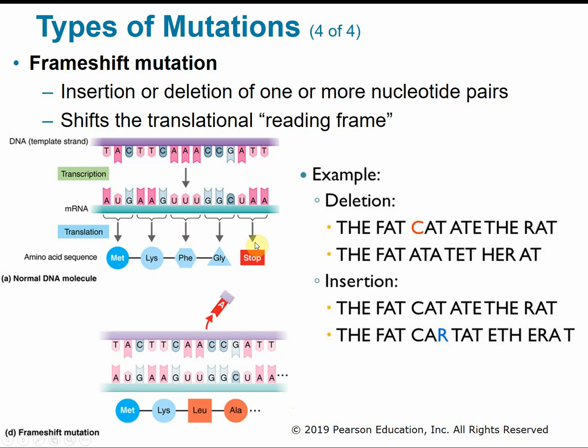Eventually, a nonsense or stop codon will be reached to terminate this inaccurate translation. So in this example of frame shift mutations, we have our original sequence, the fat cat ate the rat. If we just delete one letter, we delete the C, now it's the fat atta tet her at, right? So now it doesn't make sense anymore. Our reading frame has shifted. Everything before that mutation is correct, but everything downstream from that point is going to be affected.